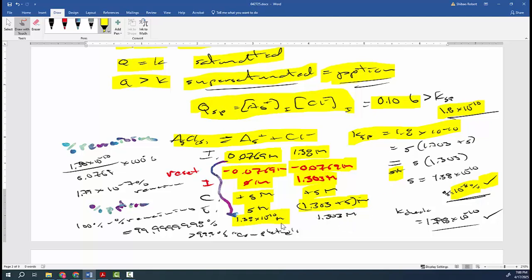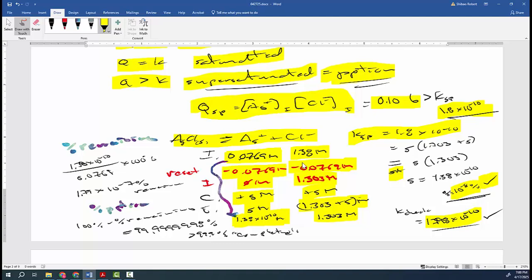We can do a K check. So I'm going to calculate the equilibrium concentration. So the equilibrium concentration of silver is this, and the equilibrium concentration of chloride is this, and that K checks out. 1.798 times 10 to the minus 10, it should be 1.8 times 10 to the minus 10, which is good.